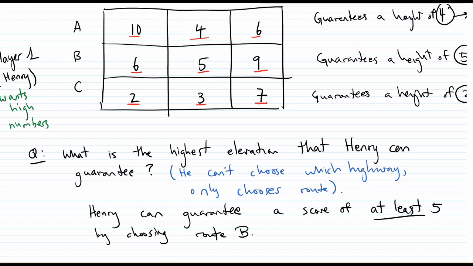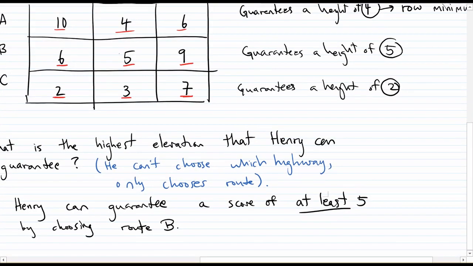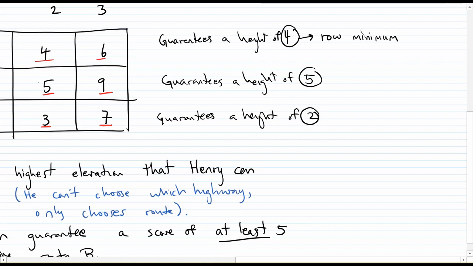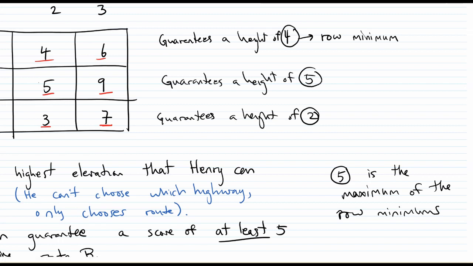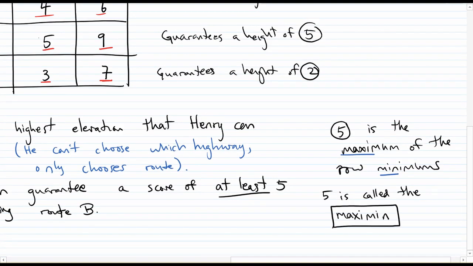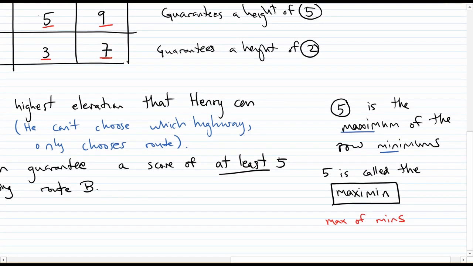And so we should give this number a name. It's actually the maximum of these 3 row minimums. So we're going to call it the Maximin. And the way I remember it is it's the max of the mins. And if you just say that really quickly, max of the mins, max of the mins, it actually sounds like maximin.